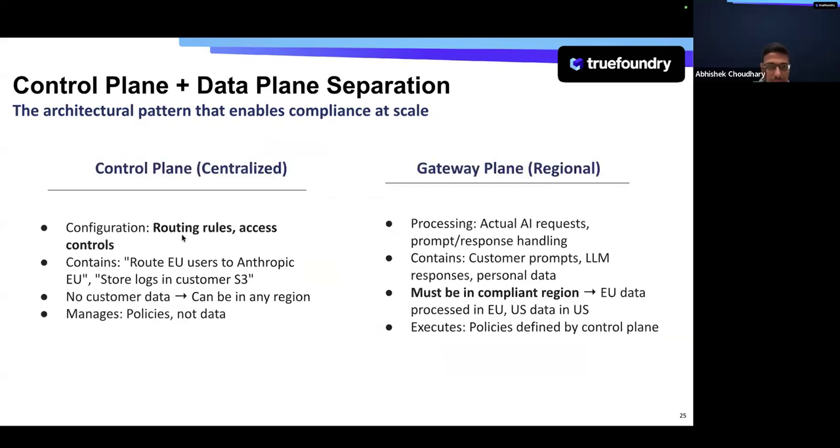So the architecture that I just explained, your control plane is centralized, which has routing rules, access controls, all of that. You can say that you route users to Anthropic. All of those constraints you can specify in the control plane, and the gateway plane just respects those rules and then starts routing the data to the corresponding models. You can also say that for your customers apply these guardrails and the gateway will apply it for you.